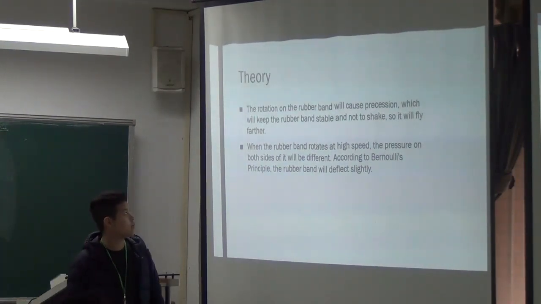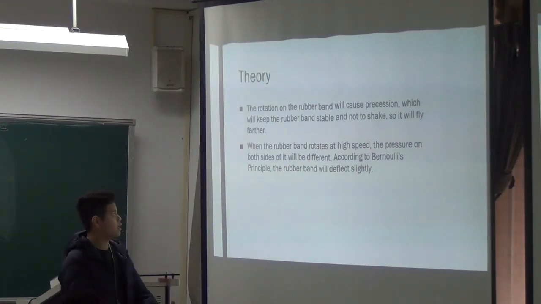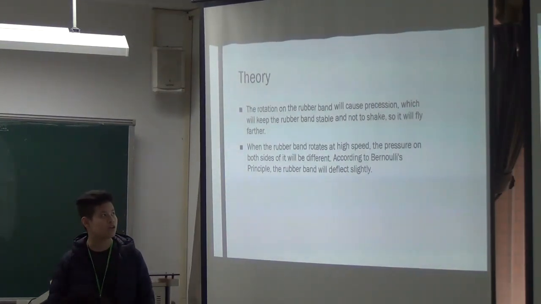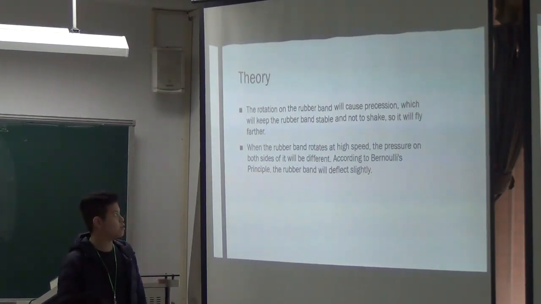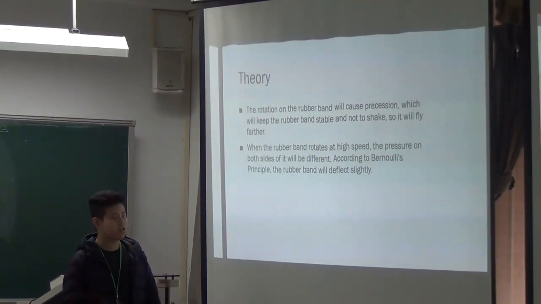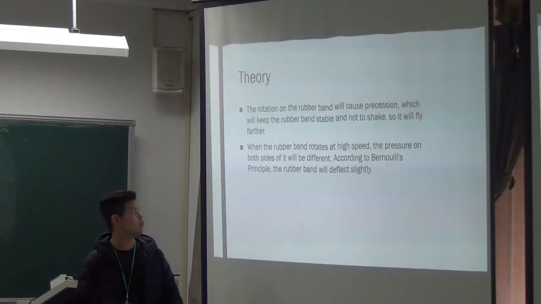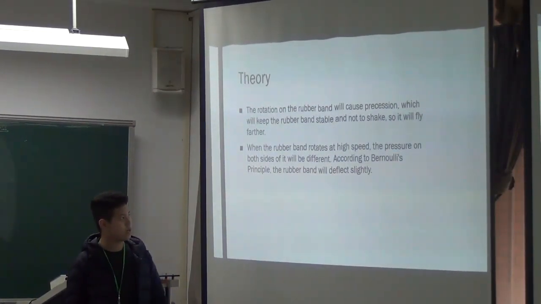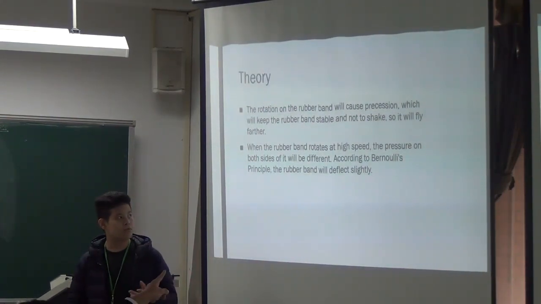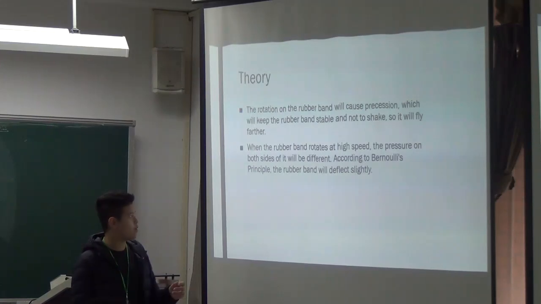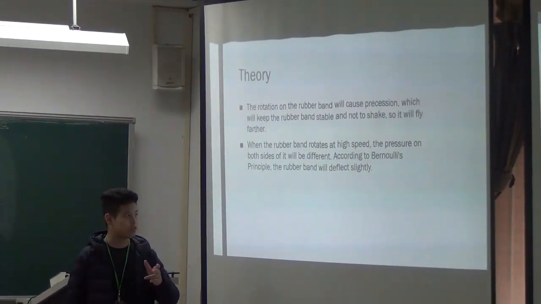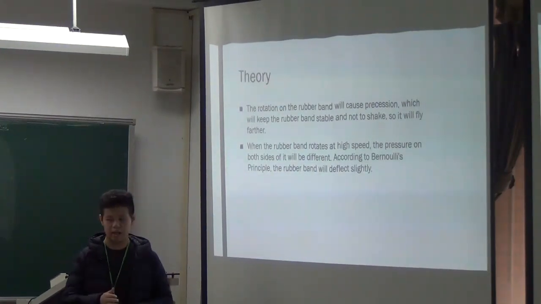And this is our theory. We think the rotation of the rubber band will cause precession, which will keep the rubber band stable and not shake, so it can fly further. And when the rubber band rotates at high speed, the pressure on both sides will be different, so the rubber band will turn to the other side.